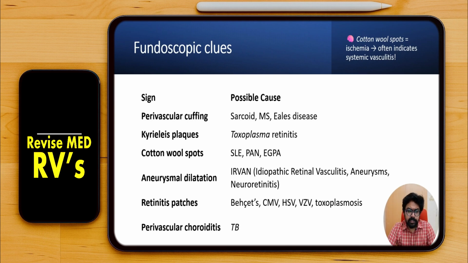Aneurysmal dilatation is usually seen in IRVAN, that is idiopathic retinal vasculitis, aneurysms, and neuroretinitis. And retinitis patches can be seen in cases of Behçet, cytomegalovirus, HSV, varicella virus, and toxoplasmosis. And perivascular choroiditis: with the presence of choroiditis, you should always rule out tuberculosis.